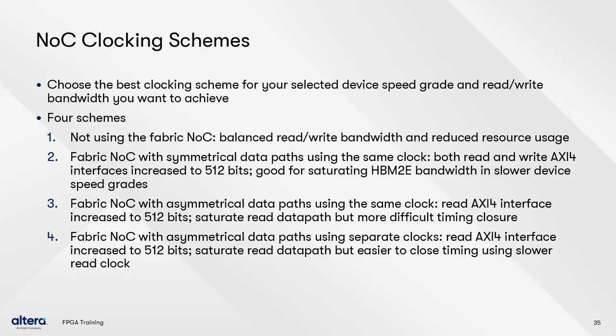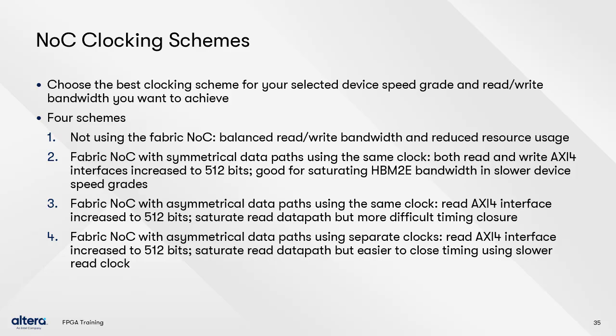If just the read data path is increased to 512 bits, you can choose an asymmetrical data path option. Use either a common clock for both reading and writing, or a separate clock for each. If the same clock is used for both read and write data paths, you can saturate the read data path, but timing closure will be more difficult because a single, faster clock will be needed for both the INIU and in the core logic.